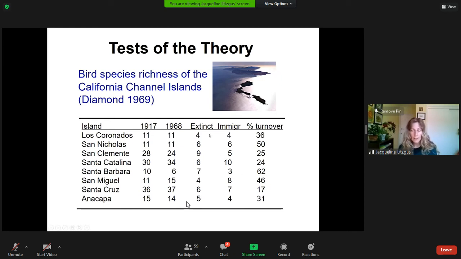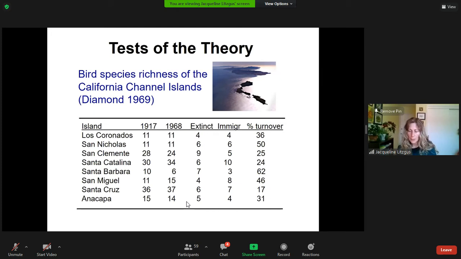If we look at it here, there are some examples of perfect balancing. In 1917, there were 11 species. In 1968, there were also 11 species. But the list of species changed because 4 went extinct and 4 new ones immigrated. So there was a 36% turnover rate. Similarly, there were 11 species in both years on this island, and again there's turnover: 6 species went extinct and 6 new species came and established. So we have approximately a 50% turnover rate. It's pretty interesting that this was documented.